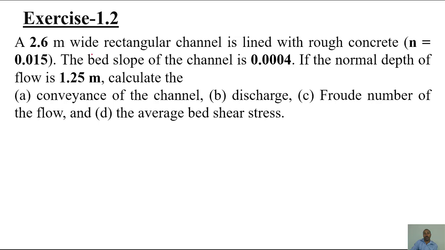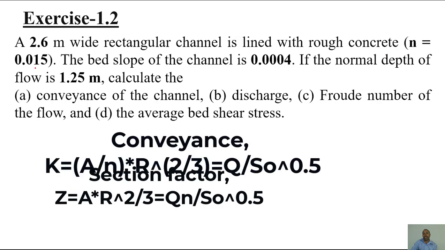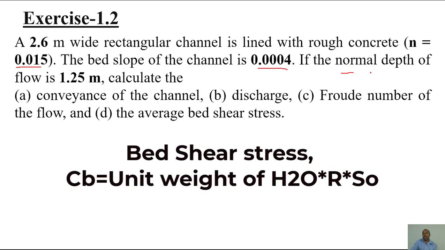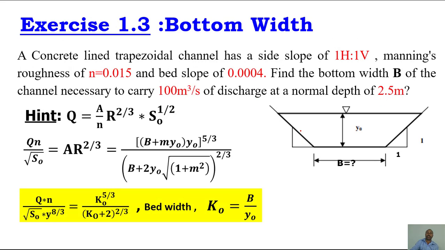And exercise 1.2: a 2.6 meter wide rectangular channel lined with concrete, with Manning roughness given. The bed slope of the channel is given again. If the normal depth of the flow is 1.2, calculate the conveyance of the channel, the discharge, the Froude number of the flow, and the average bed shear stress.